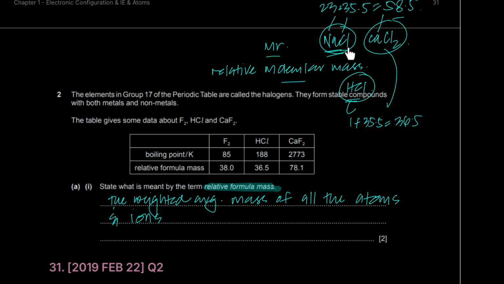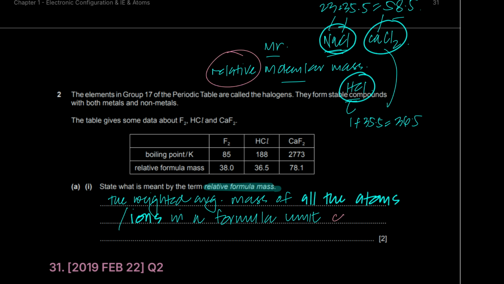So a formula unit contains either ions or atoms. So you say the weighted average mass of all the atoms or ions in a formula unit. Such a definition is not asked anymore, but hey. In a formula unit, and then obviously because it's relative, therefore we say compared to 1/12 of a carbon atom, or carbon-12 atom, 1/12 of a carbon-12 atom, where carbon is exactly 12 units.